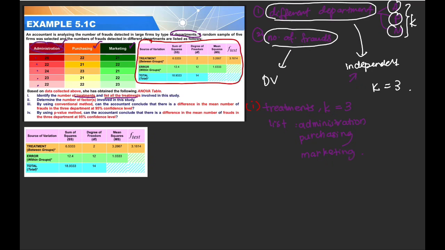Done. Number 1, check. Number 2. Determine the number of factors. Factors is the independent variable. How many independent variables do you have? Only 1, which is the department. So factor is 1.